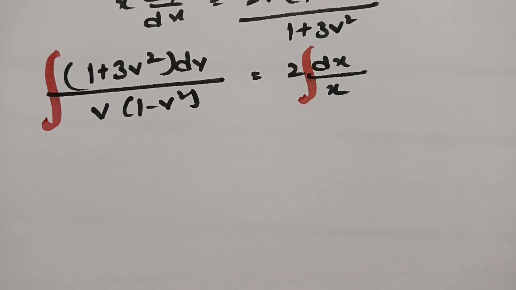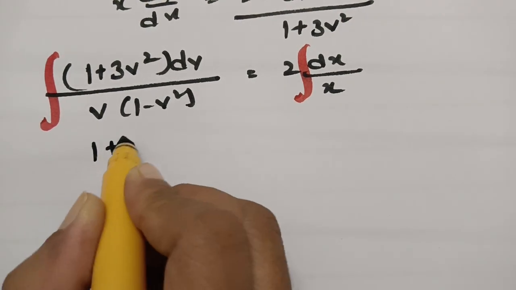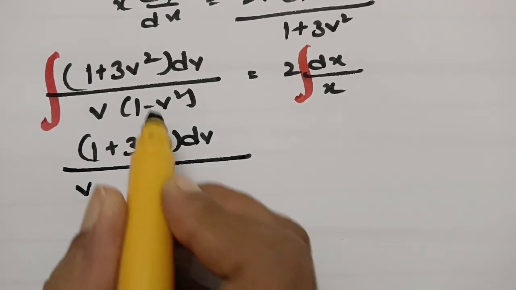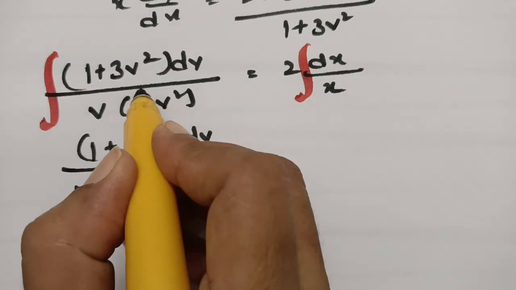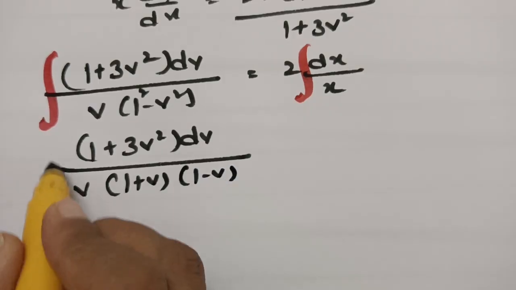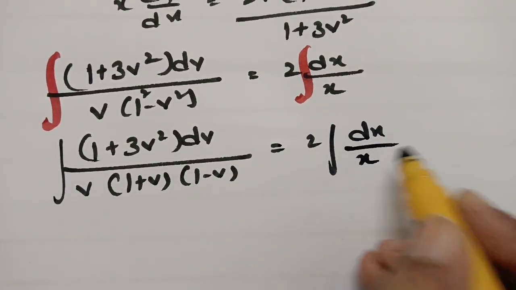This is going to become integral of 1 plus 3v square into dv, over v into, a square minus b square is nothing but a plus b into a minus b. So this is again integration, which is equal to 2 times integral of dx by x.